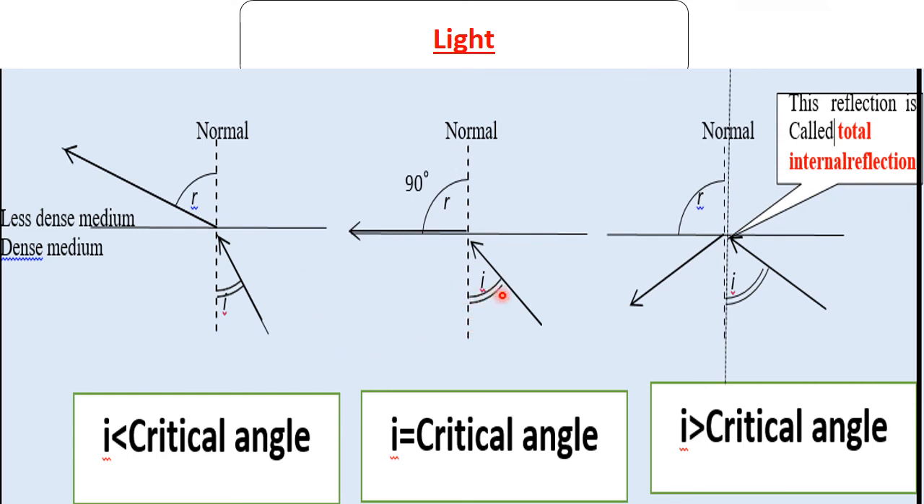Then the second situation is where this incidence gives you this refracted ray. So in this case, this refracted ray is at 90 degrees, meaning that this angle of incidence is actually the angle we are looking for, which is the critical angle. The other one is where, as you are increasing the angle of incidence, we don't have any angle of refraction and we have some reflection. In such a case, it means the angle of incidence is greater than the critical angle, and this kind of reflection is called total internal reflection.